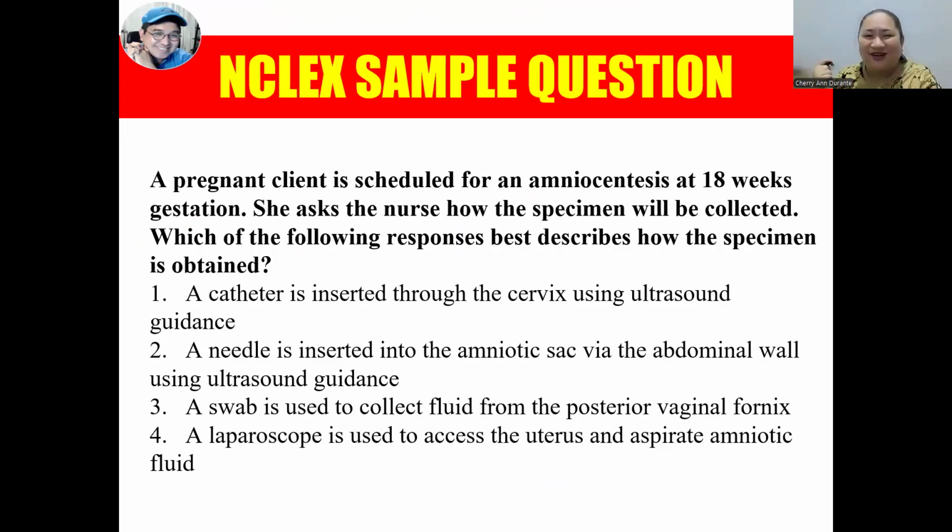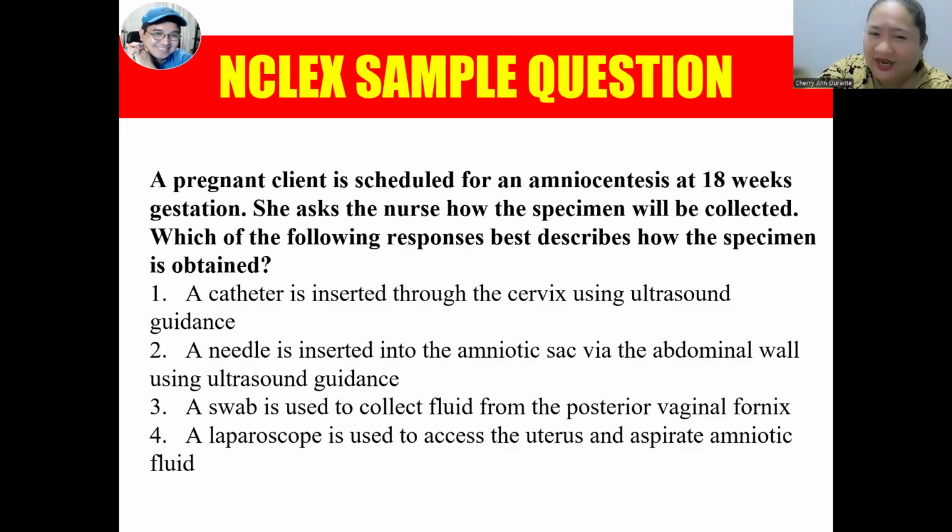So we're down to our last one. This is amniocentesis. A pregnant client is scheduled for an amniocentesis at 18 weeks gestation. She asked the nurse how the specimen will be collected. Which of the following responses best describes how the specimen is obtained? What will be your answer here? It's just the procedure, how it will be obtained.